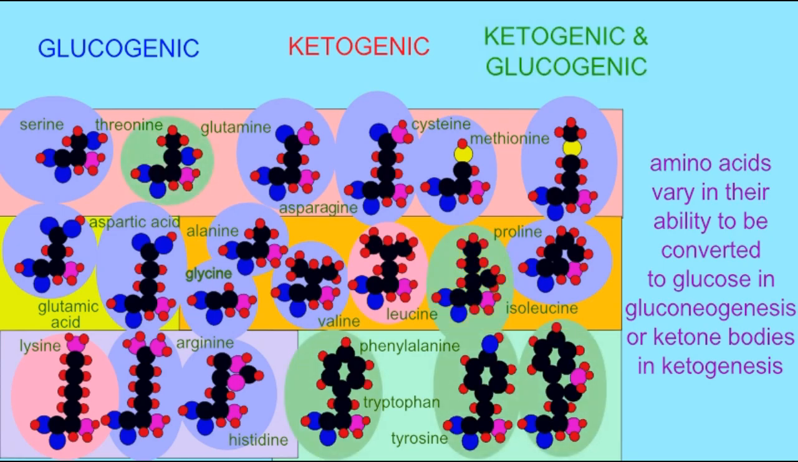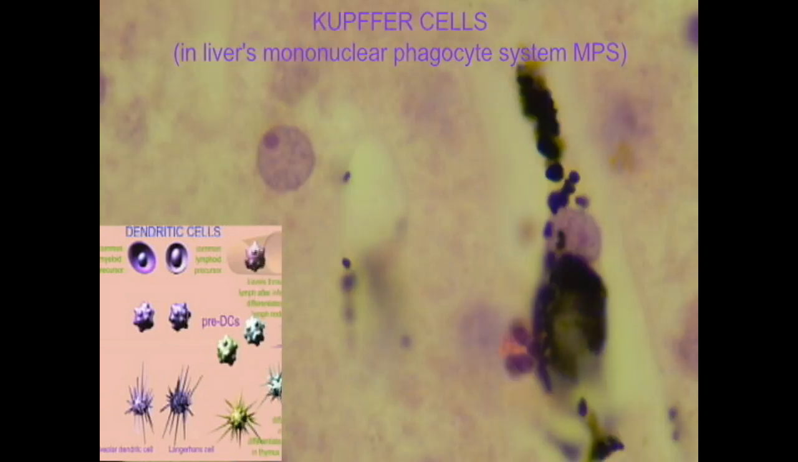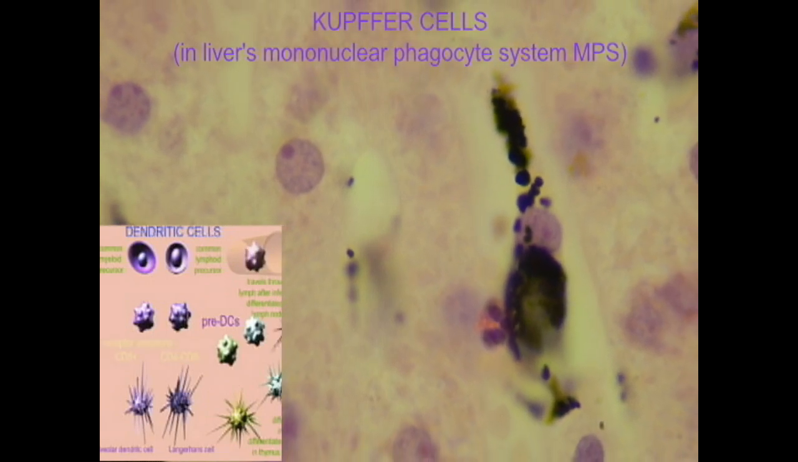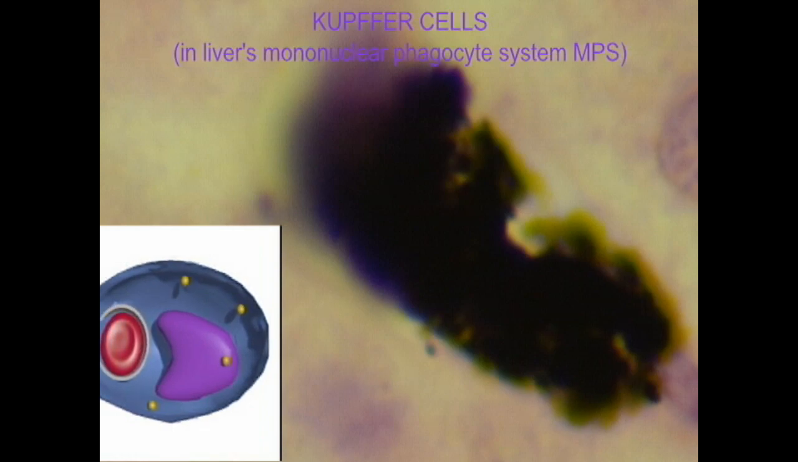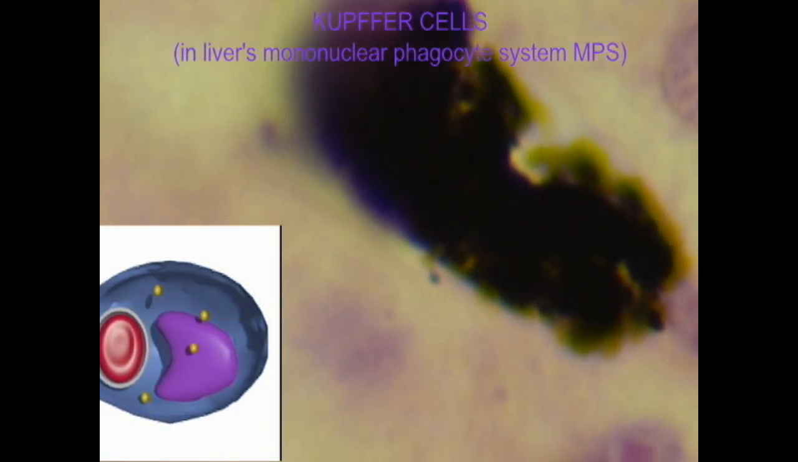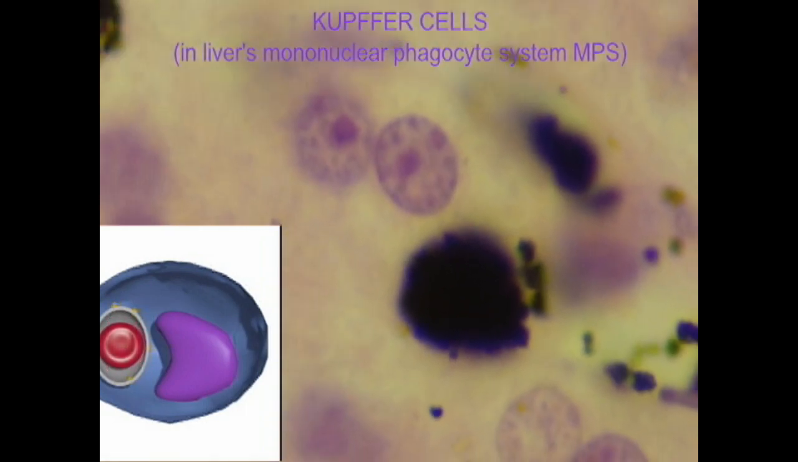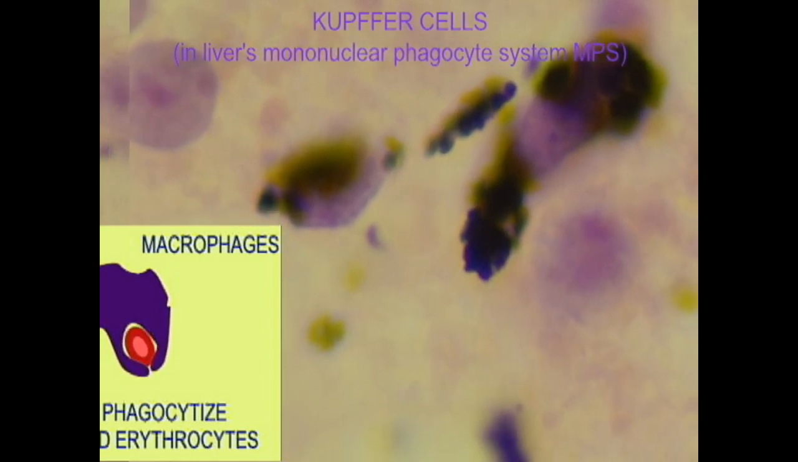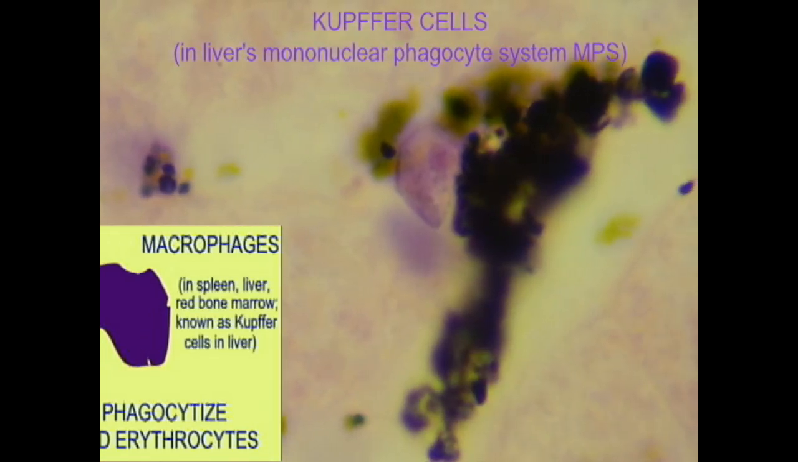The liver possesses monocytes, known as Kupffer cells, or the liver's mononuclear phagocyte system, which can undergo phagocytosis of many things that might be in the blood, ranging from microbes to old red blood cells, many of which are processed in the liver so that they do not burst in circulation.